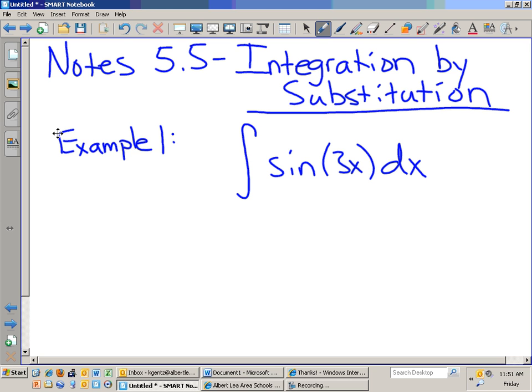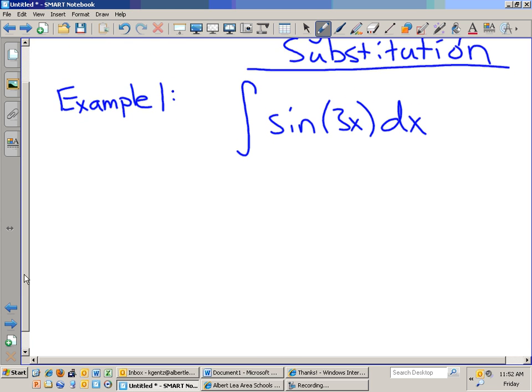The difference in this situation is that we have a composition. We have 3x in there. That's problematic, because we don't know the antiderivative of sine of 3x, do we? We know the antiderivative of sine of x, don't we? What is the antiderivative of sine of x? Negative cosine of x. And just like you used a process of substitution, we can continue to do that. We can use substitution.